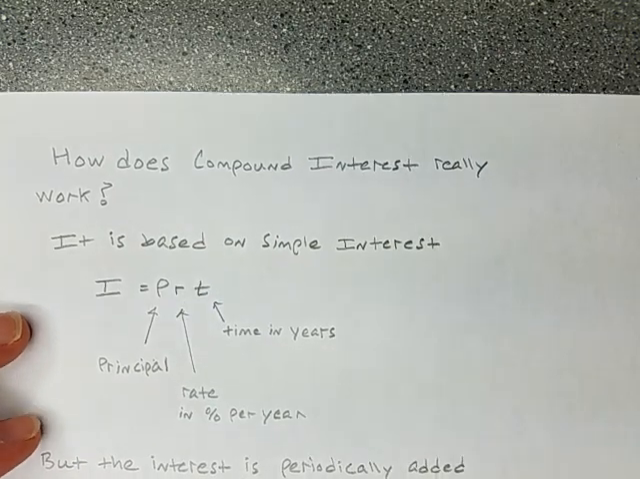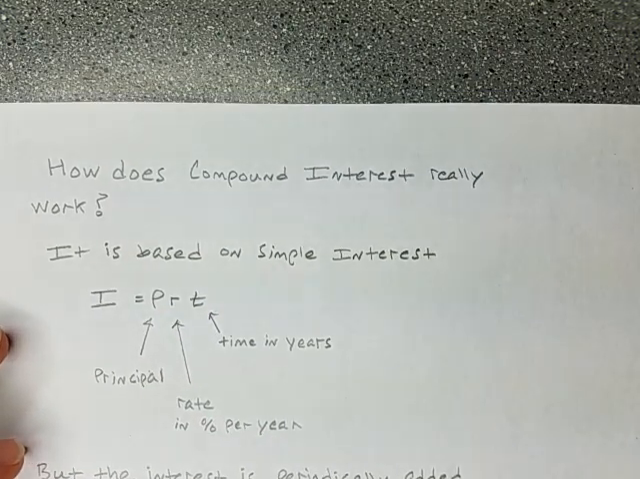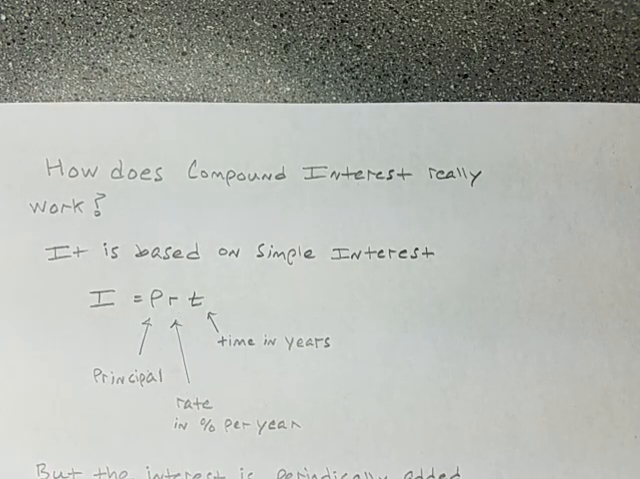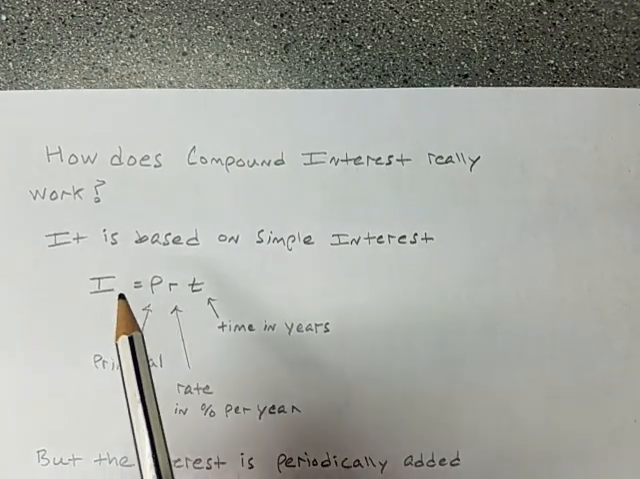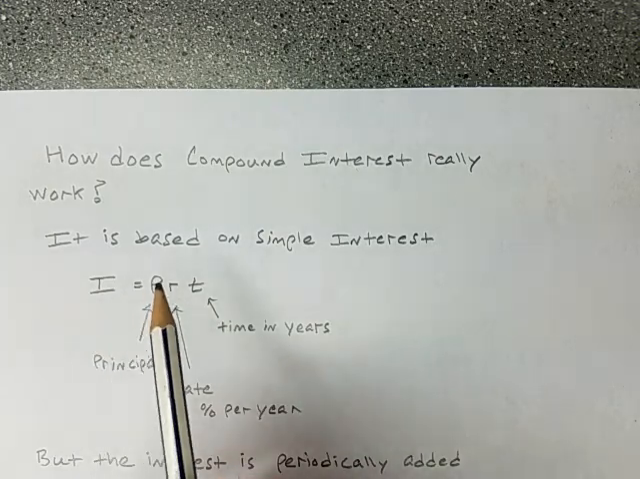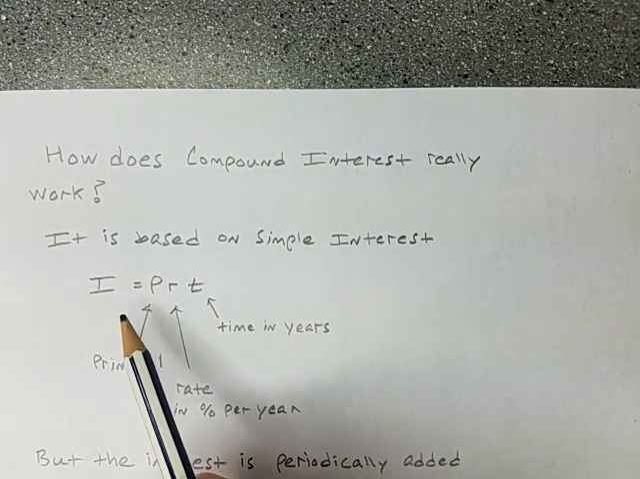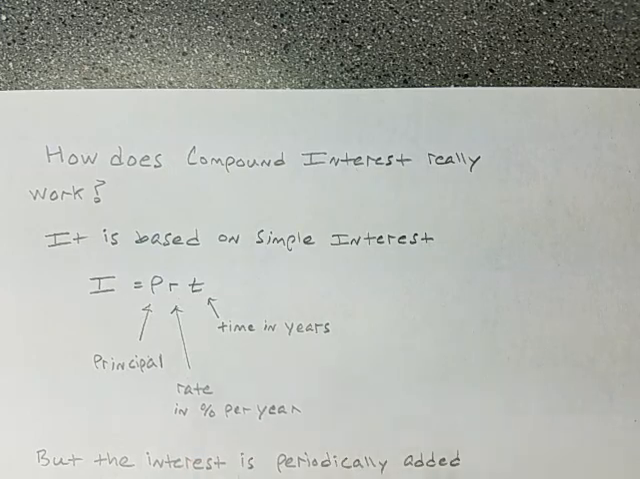But how about this? Let's just do a real quick story about how compound interest really works. It's based on simple interest. It's based on the fact that in its simplest form, interest is principal times rate times time.